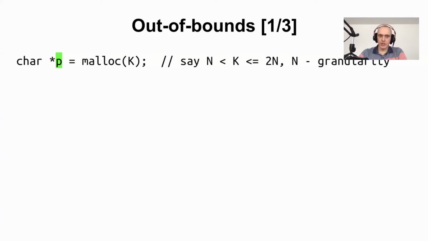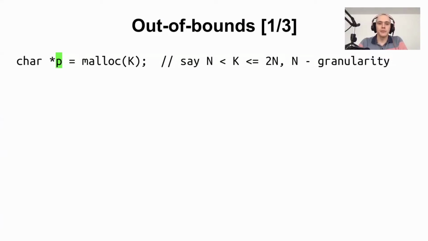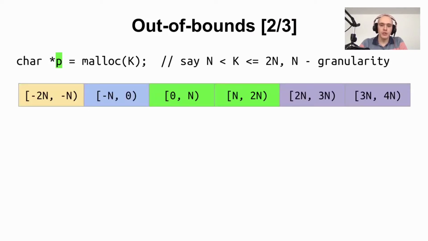So here's a small example. Let's say we are allocating k bytes, and n is our granularity. Let's just say that k is actually more than n, which means that it's not enough to have one granule to hold k bytes, but it's enough to have two.